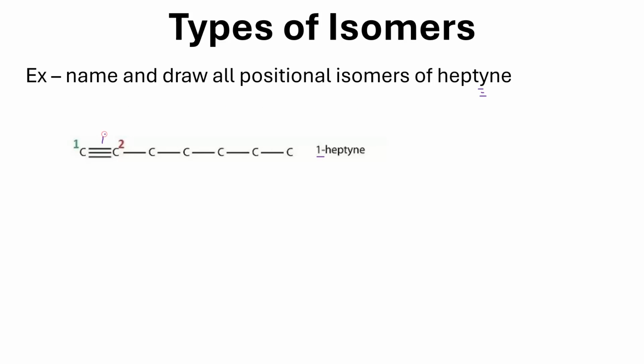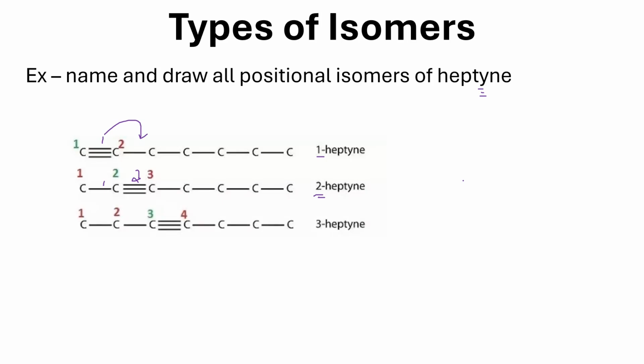To get a different answer, we're just going to take this multi-bond and move it over to the next place. We're going to have a 2-heptyne. So that would be our first bonding spot. That's our second bonding spot. Again, not to be confused with first, second, and third carbons. And then our next answer is going to be 3-heptyne. Again, you can see we've moved over one more spot.